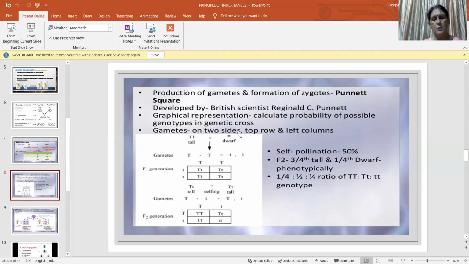Here the gametes are on two sides, the top row and the left column. So here the parent plant, from these gametes are formed. These gametes are formed, and in the F1 generation, it produces capital T small t. In the F2 generation, since we found only capital T small t in the F1 generation, when this is selfed, it produces in the F2 generation the ratio 3:1.